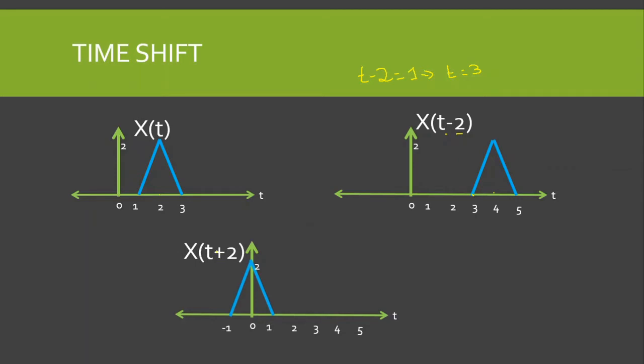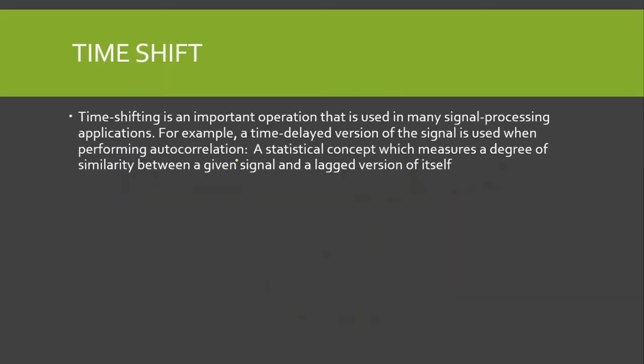Similarly, x of t plus 2 is going to be my time advanced signal which is advanced by 2 units. That is, it is shifted to the left by 2 units. If you have a look, this signal is now shifted to the left by 2 units, which means that this signal has been advanced by 2 units. And again, we can find the values by equating this argument to these values. For example, the first value is 1, so t plus 2 is equal to 1, which implies t is equal to minus 1. That is why it is starting from minus 1, and so on. So this is the basic example of time shift of signals.